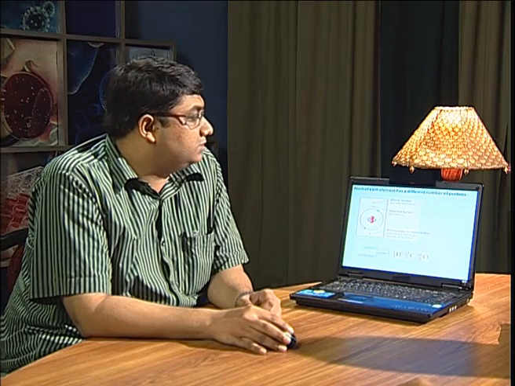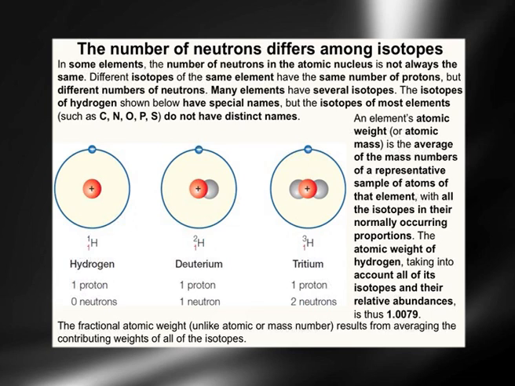Sir, are atomic number and atomic weight the same? Technically, not exactly the same. To understand that, we need to consider the concept of isotopes. There are some elements where the number of neutrons may differ. The number of protons will be the same, but the number of neutrons will be different. These are called isotopes of the same element. They are the same element because an element is distinguished by the number of protons in the nucleus, which is the same, but the neutrons are different.